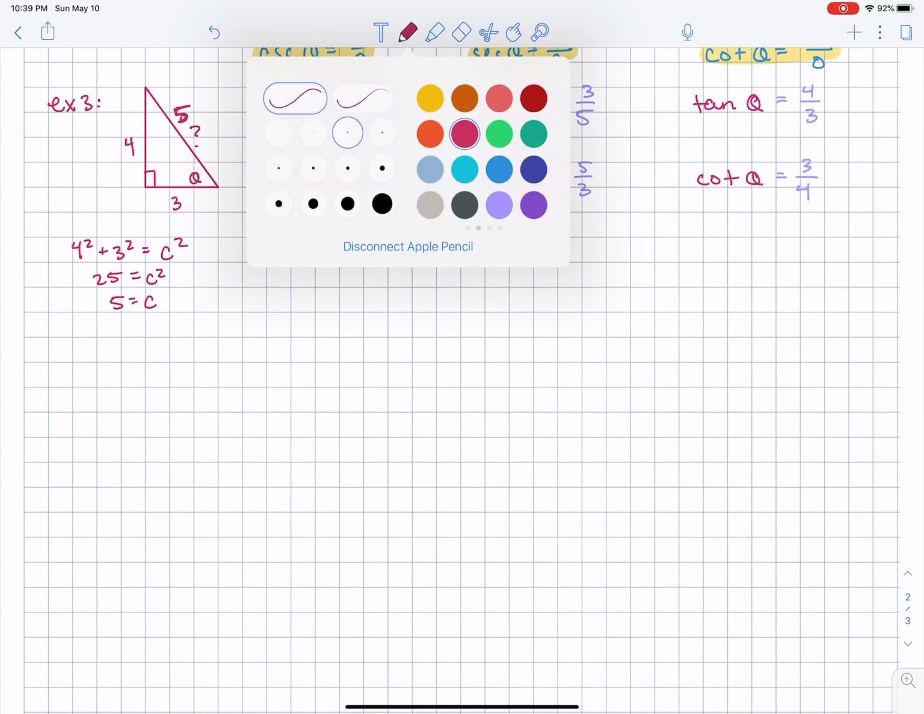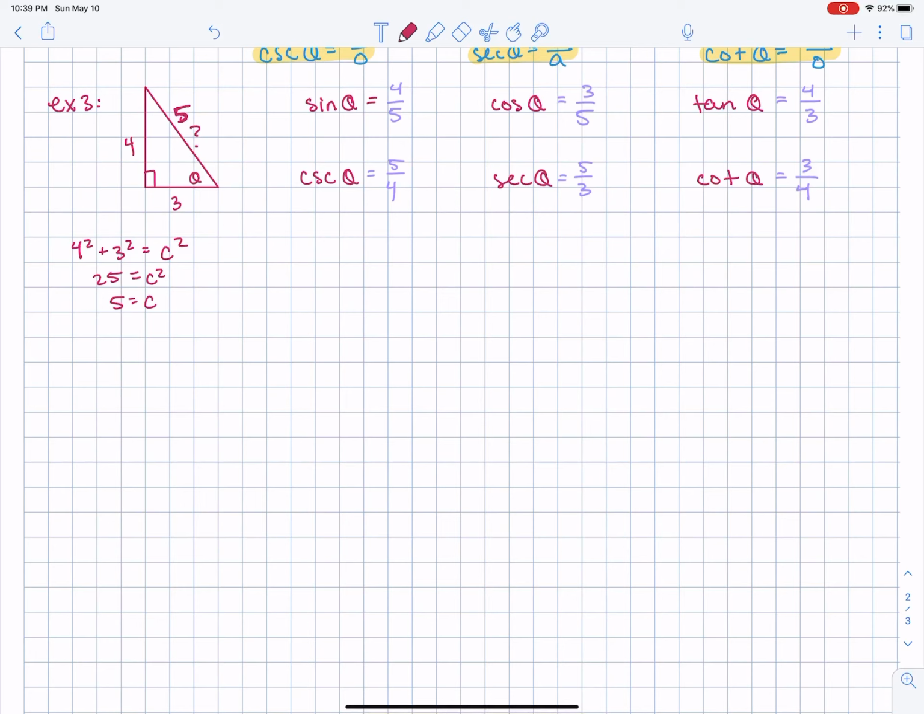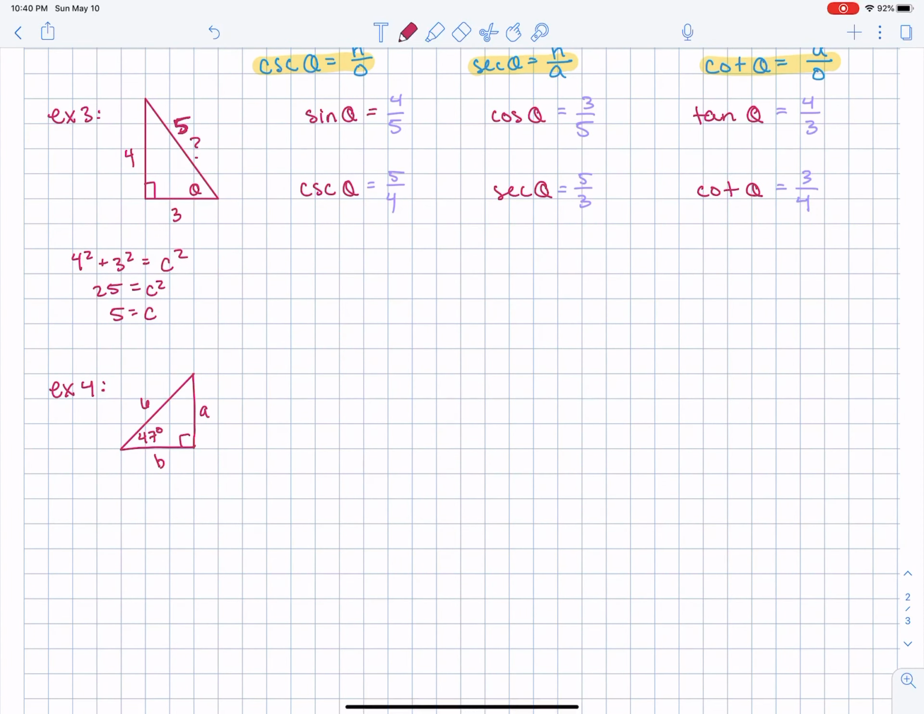So let's go ahead and walk through a few more. Example 4. Now this one you might have to use a calculator for. Here's my triangle. I'm going to say it's a right triangle, but now I'm going to say that this angle down here is 47 degrees. And now I'm going to say that my hypotenuse is 6. And let's find the rest of these.